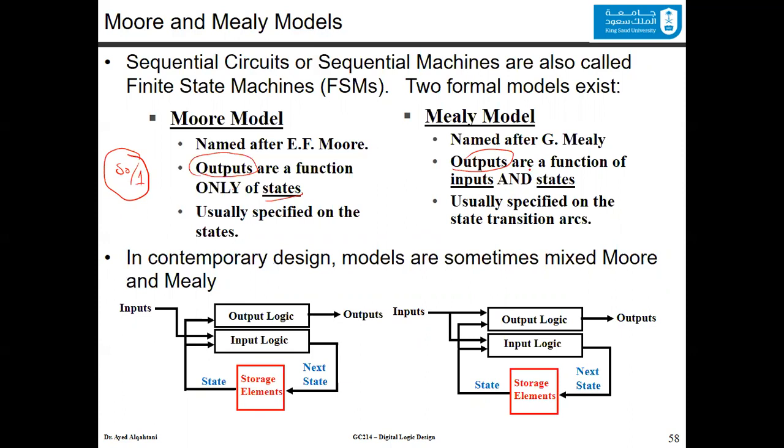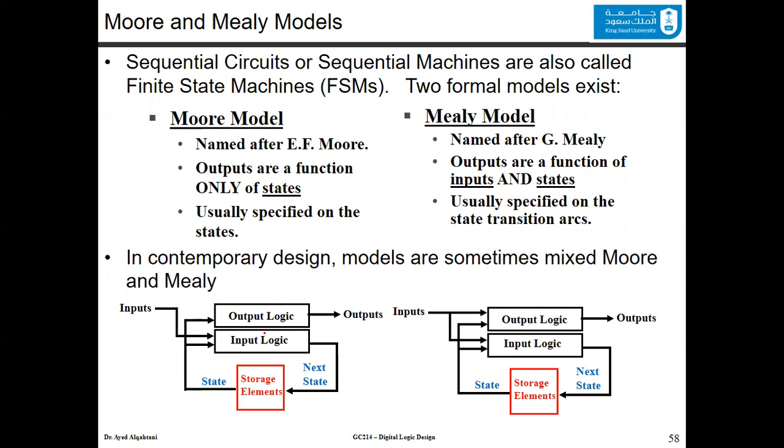In the Mealy model, the outputs are a function of the inputs and the state as well. This is why the output is on the arc. When the present state is something and the input is something, then the output is, for example, 0. So you check what the current state is and what the input is. In the Moore model, the output is usually specified on the state, and in the Mealy model it is usually specified on the state transition arcs.